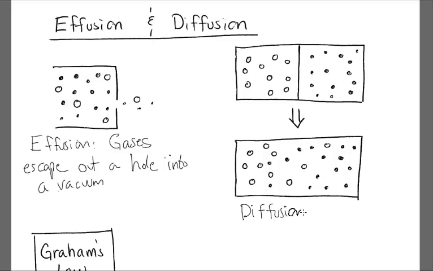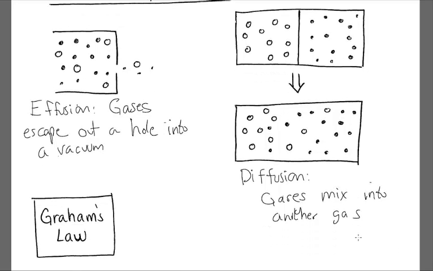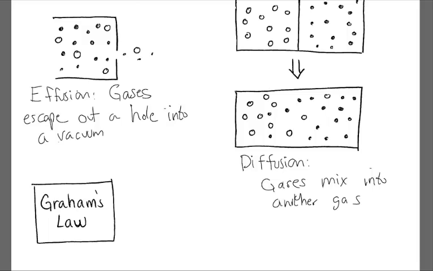So diffusion is where gases mix into another gas. And this process, the diffusion process, is slower than effusion. Okay, this process is faster because, well, think about it. Why would it be faster? Why would this one be slower?